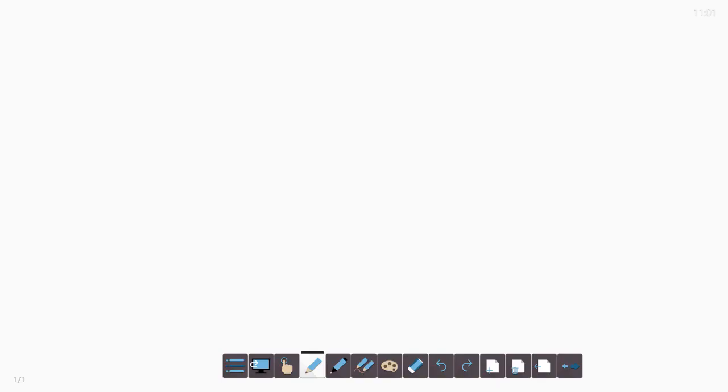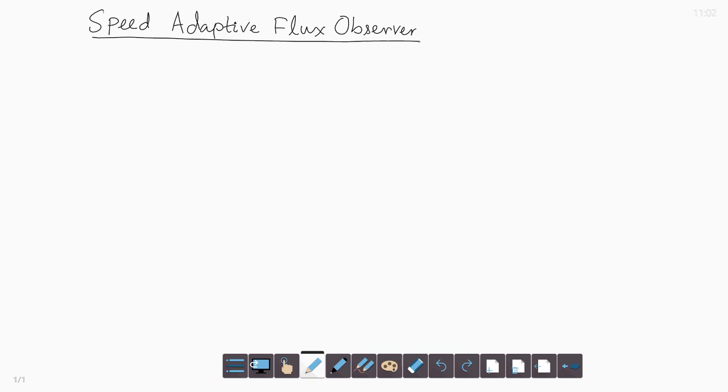Welcome. Today we will discuss speed estimation through adaptive flux observer. It is the speed adaptive flux observer. It is the Leuenberger observer.